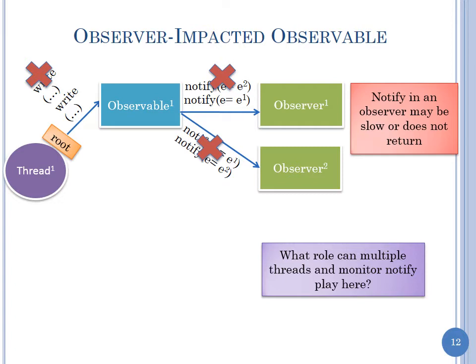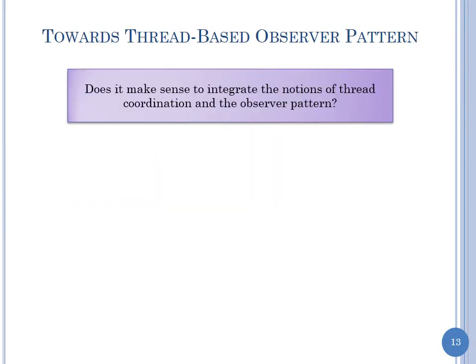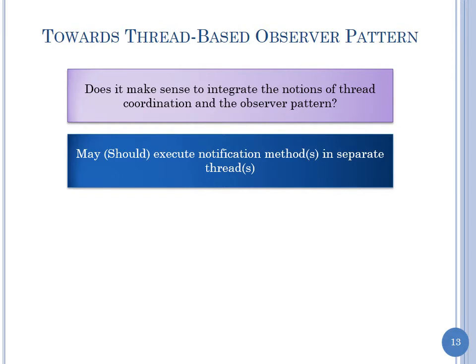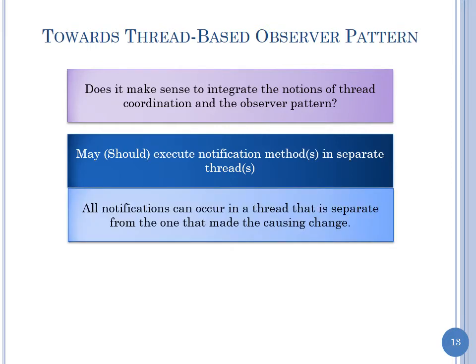So what role can multiple threads and monitor notify play here? I mean, this is the problem we're trying to solve. So, towards a thread-based observer pattern, the general question we're trying to answer is, does it make sense to integrate the notion of thread coordination into the observer pattern? And as Jason mentioned, the idea is to execute notification methods in separate threads, and there are two ways possible. One is all notifications occur in one thread that is separate from the one that made the causing change. So one observer can affect other observers, but an observer can't affect the observable.